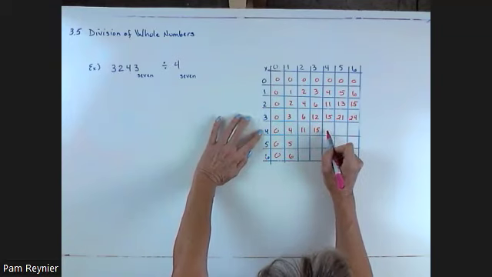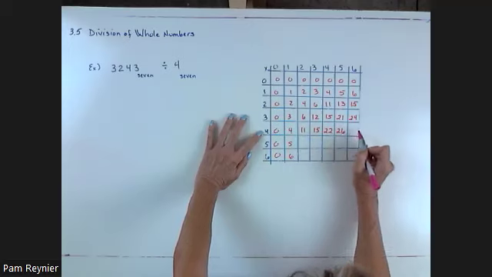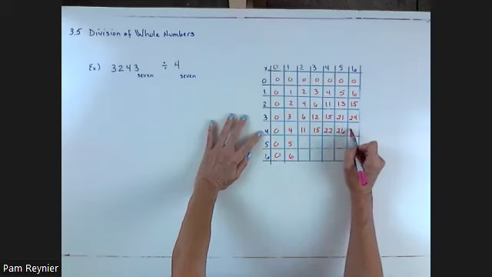4 times 4 is 16. So that's 2 groups, 2 left over. 4 times 5 is 20. 2 groups of 7 and 6 left over. 4 times 6 is 24.